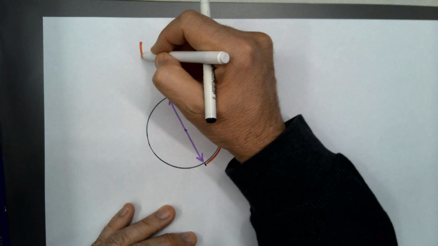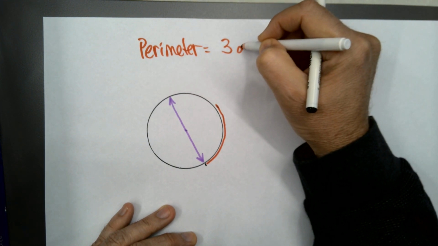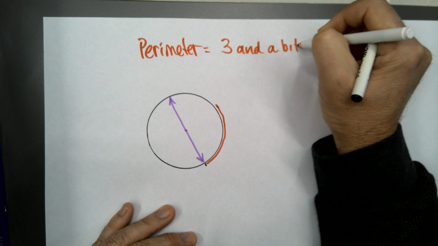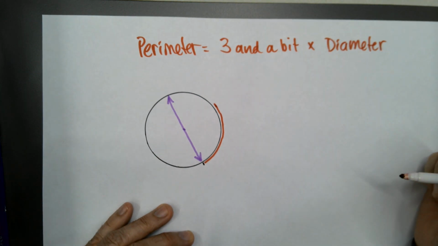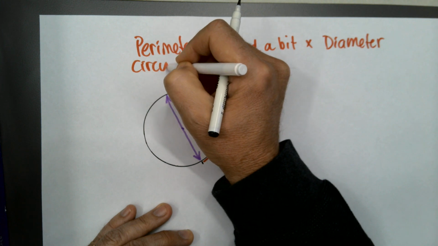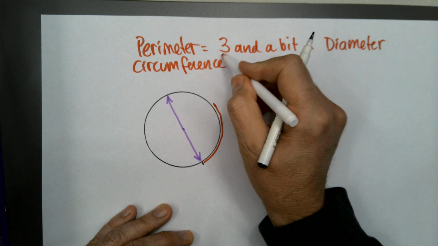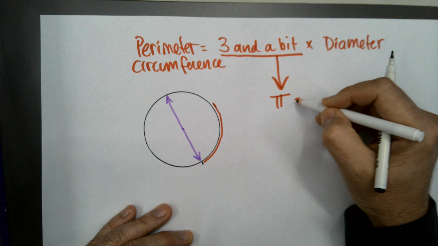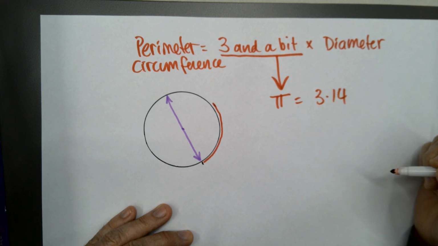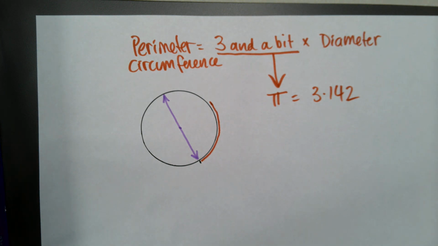So the perimeter equals 3 and a bit times the diameter. Every single time, no matter where the circle is in the universe. That's what they discovered. In other words, the circumference. Now, that 3 and a bit ends up being pi, which is close enough to 3.14, or 3.142 if you want to be a little more exact. So that's where it comes from.